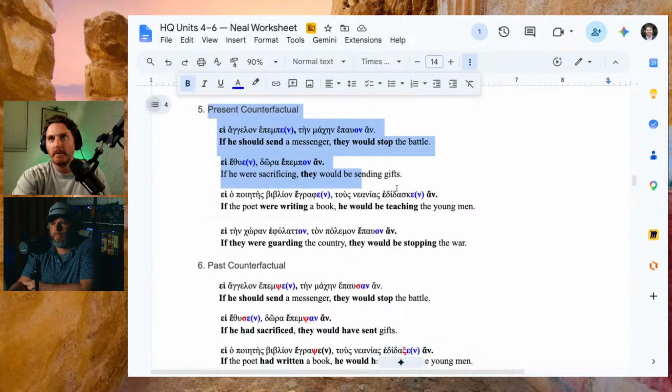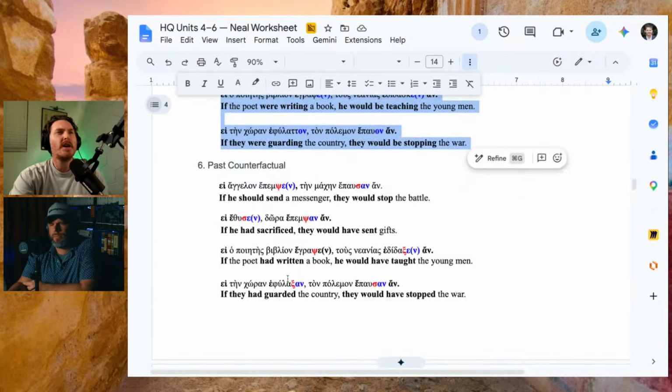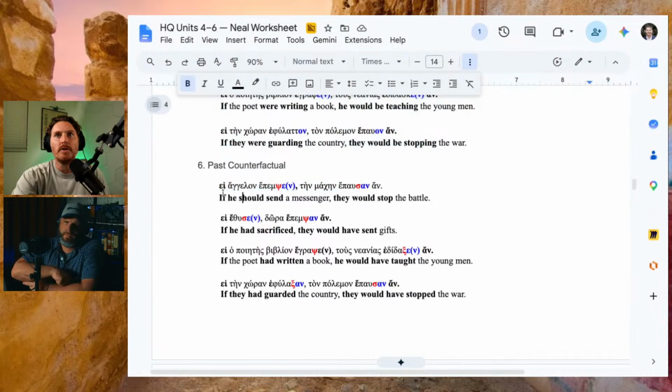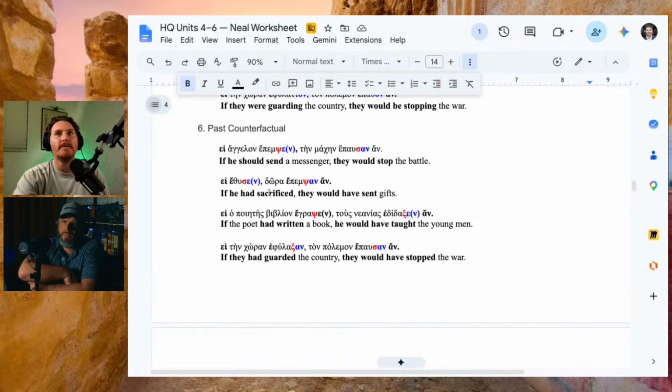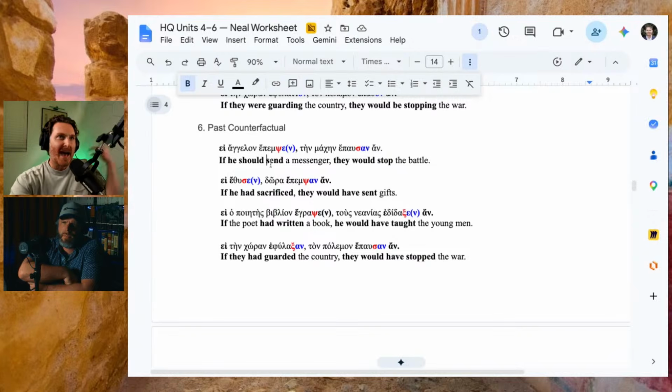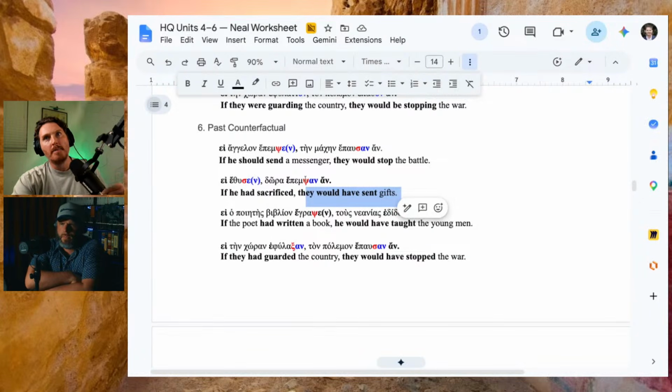So we briefly covered present counterfactual. We'll refer back to this when we get stuck on something. Yeah. And then past counterfactual would be ei angelon epemsen, so if he should send a messenger, tein machin epausan an, they would stop the battle, if he should send a messenger in the past, if they were doing it in the past. If he had sacrificed, they would have sent gifts, right? Ei ethusen dora epemsan an. So if they had, then they would.